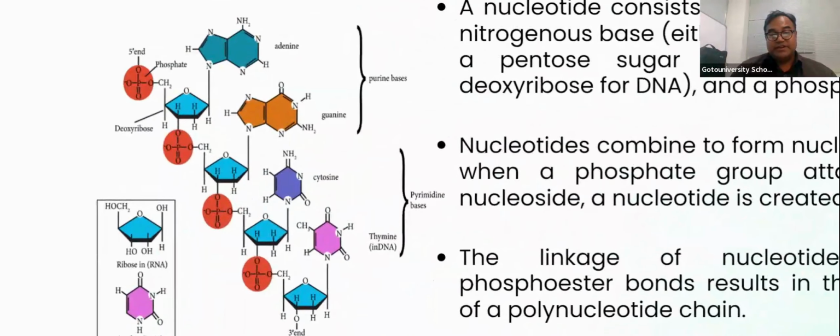Why is it called 5'? Why is it called 3'? We have already told you n number of times: because of the free hydroxyl group in the fifth carbon atom, and because of the free hydroxyl group in the third carbon atom of the nucleotide. So the free hydroxyl group gives the name.